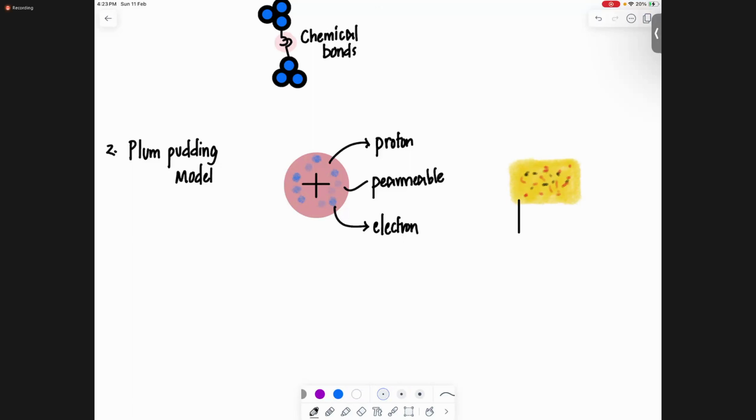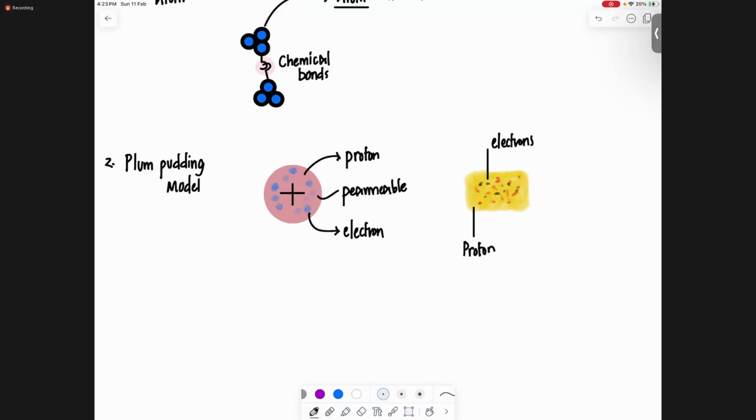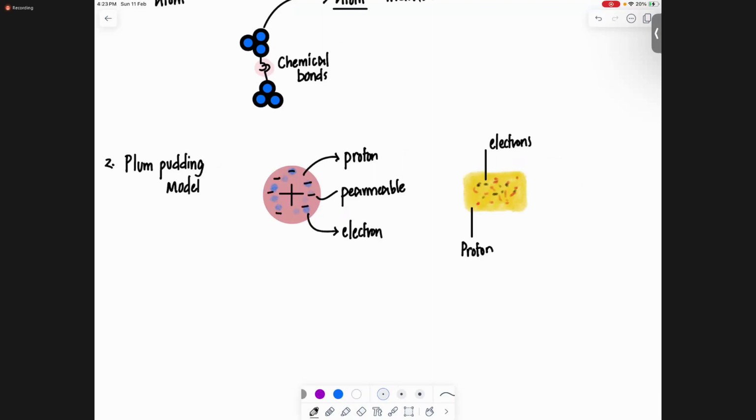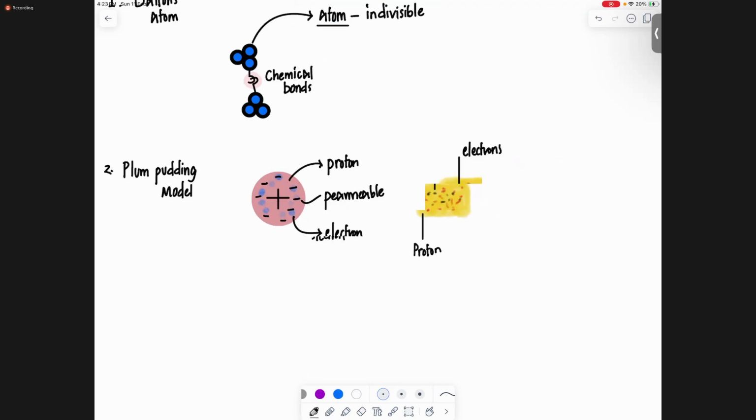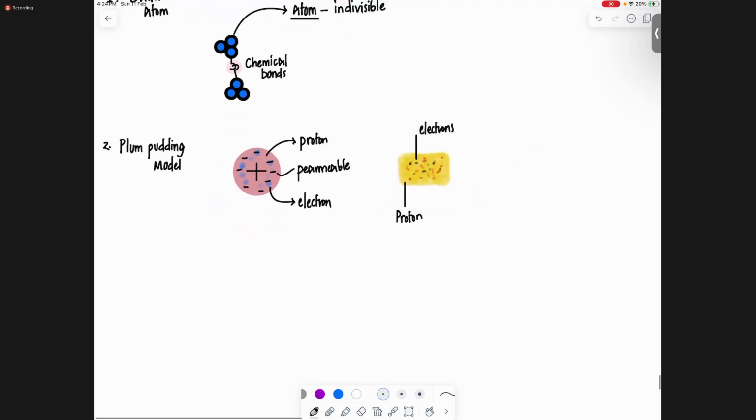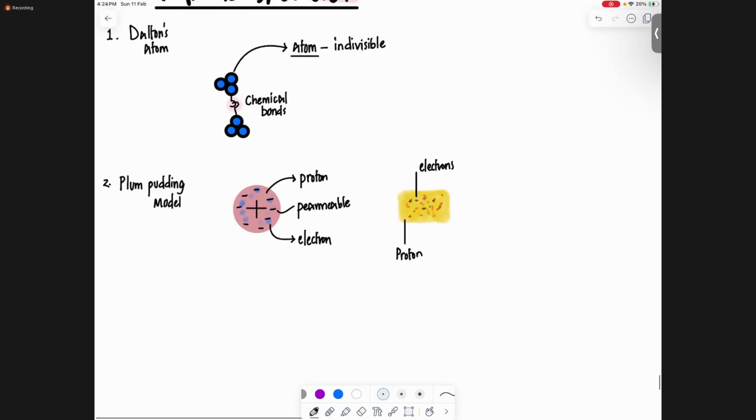But in general, you think of the bread, the dough, as the proton, and inside the proton, right, you have your electrons scattered inside it. So those are the electrons. And he said that the protons and electrons have the same charge, the same amount of charge. So the net charge of your atom is going to be 0, so neutral. So it's called a plum pudding model.